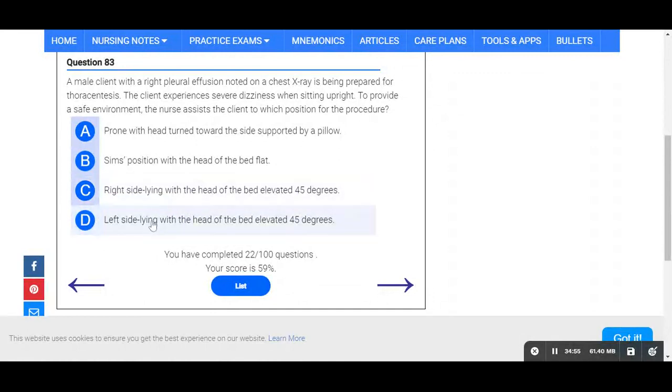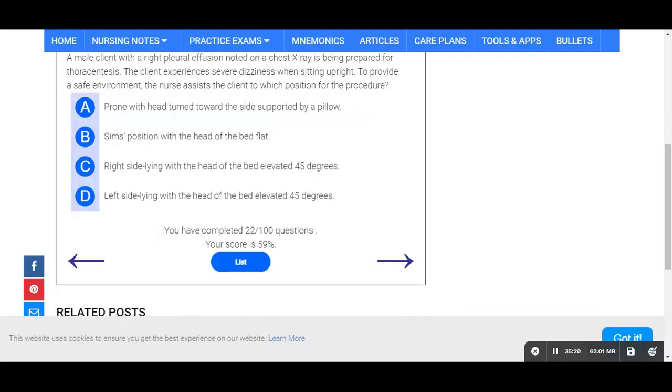We're not going to select them. We're going to select this one, prone with head turned toward the side, supported by a pillow, or Sims position with the head of the bed flat. So, in taking a chest x-ray, you actually have to face the x-ray. So the chest is based on the x-ray. So a Sims position, no, it doesn't actually let you do that.